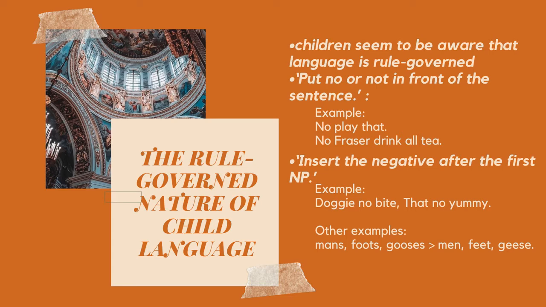Then that rule is replaced by another rule: insert the negative after the first NP. This is also not applied in adult forms, like doggy no bite and that no yummy. The other examples are they say man's, foods, gooses, but they understand and respond correctly to the adult forms like man, feet, and geese. Children, if they realize one of their own rules is unlike that of an adult, do not suddenly abandon the old rule. The old and the new fluctuate for a time until eventually the new takes over.